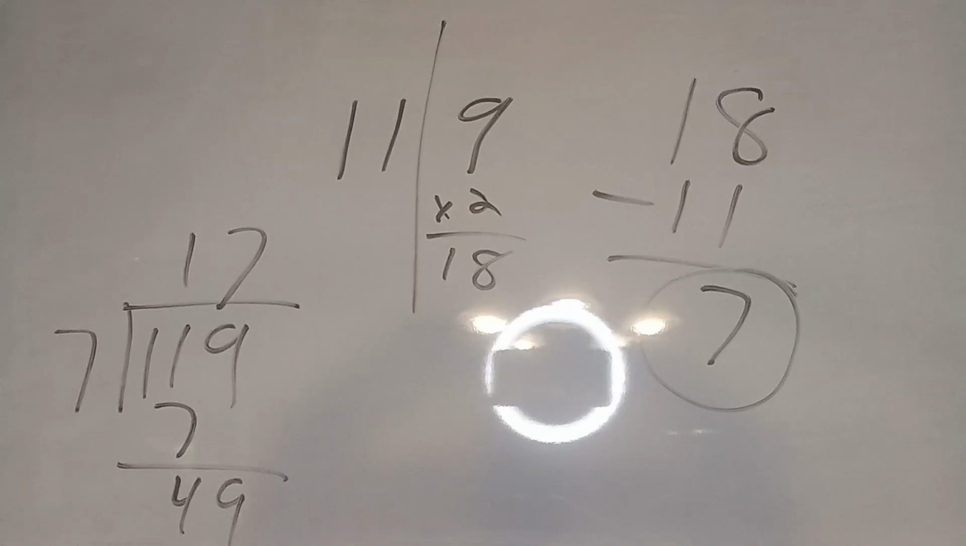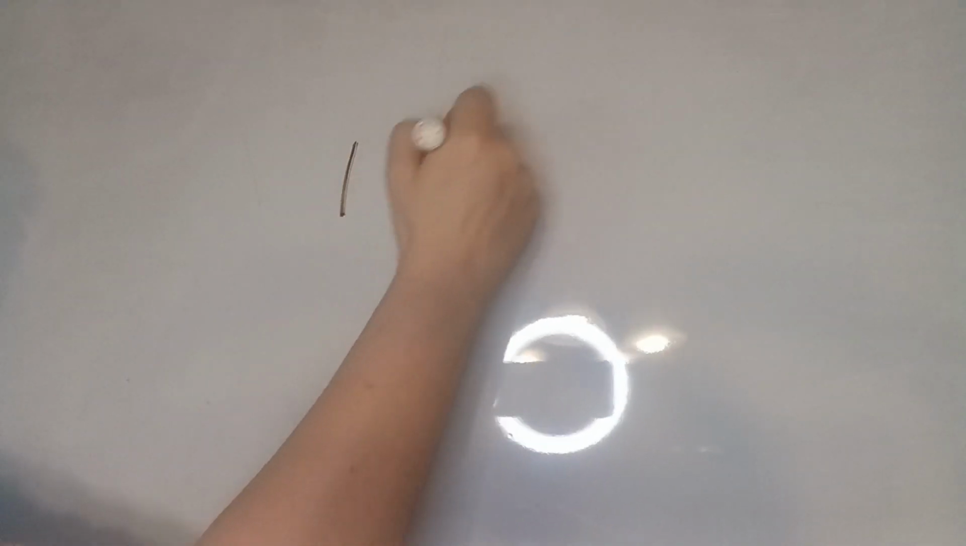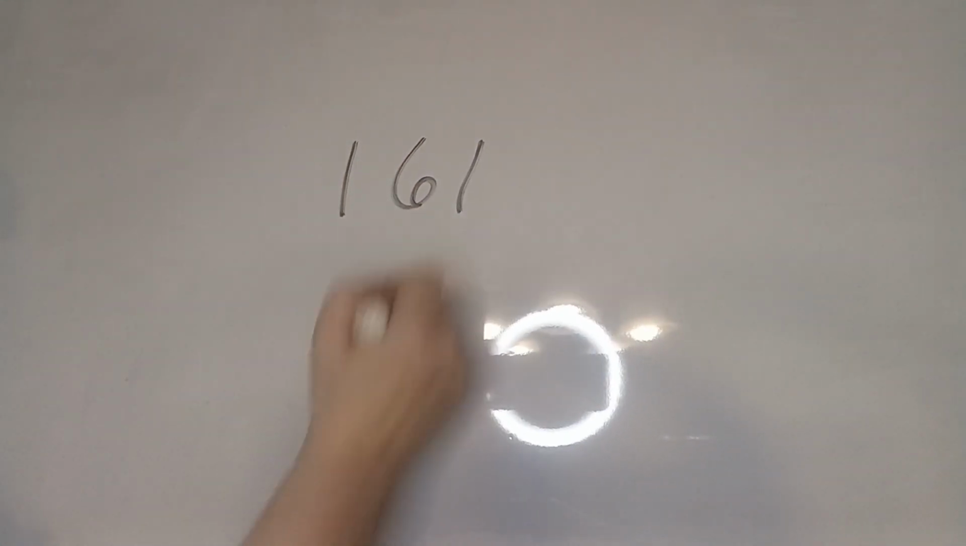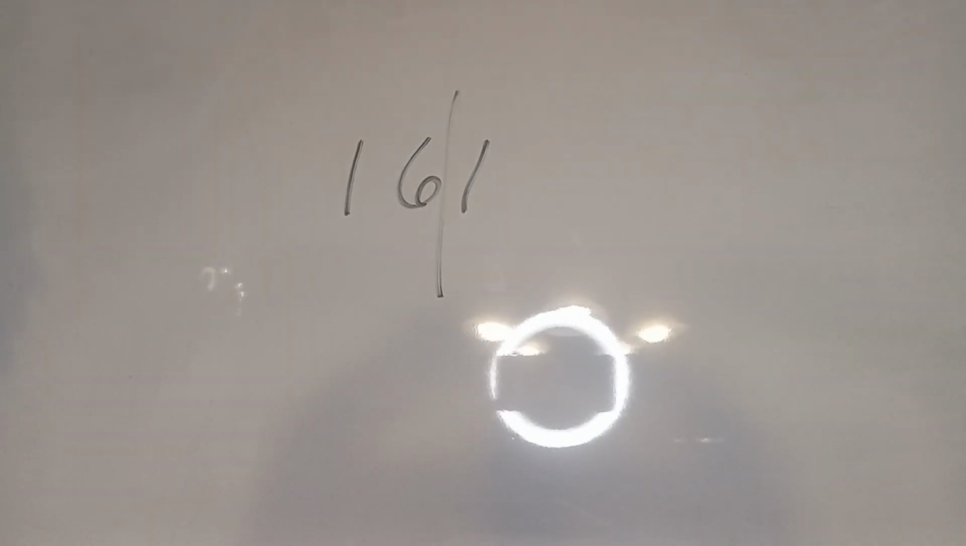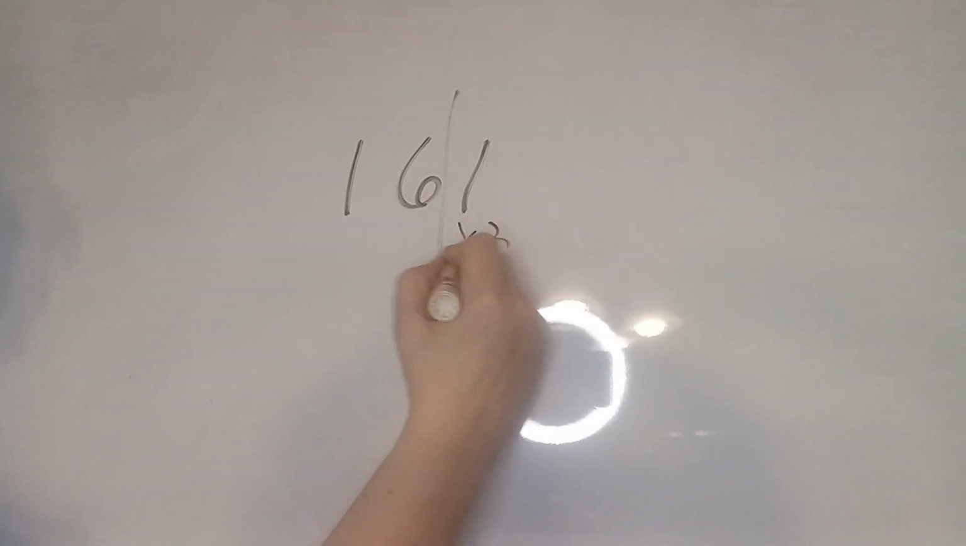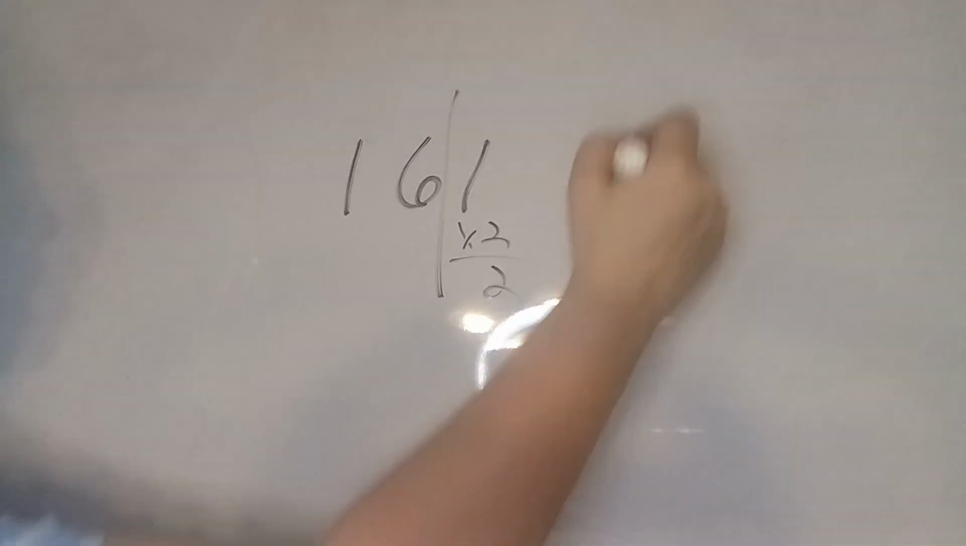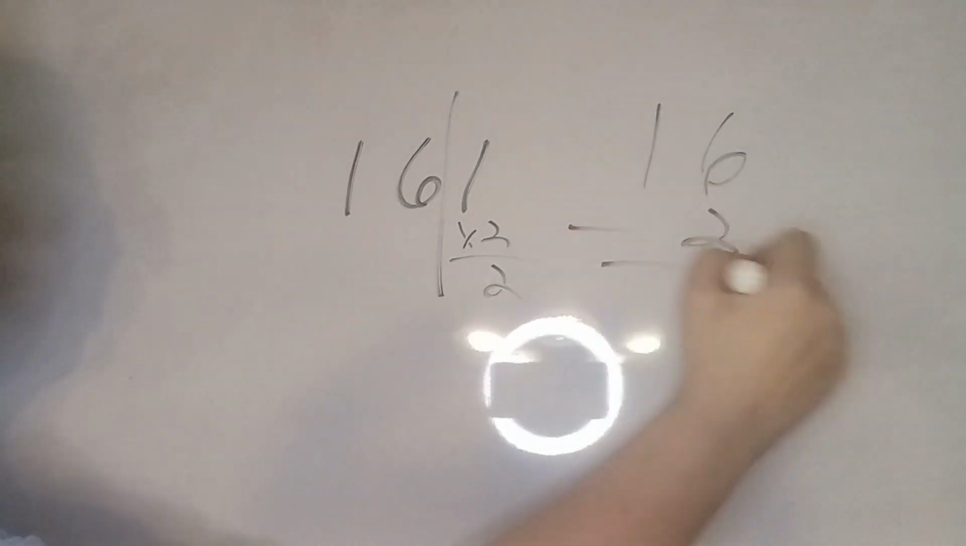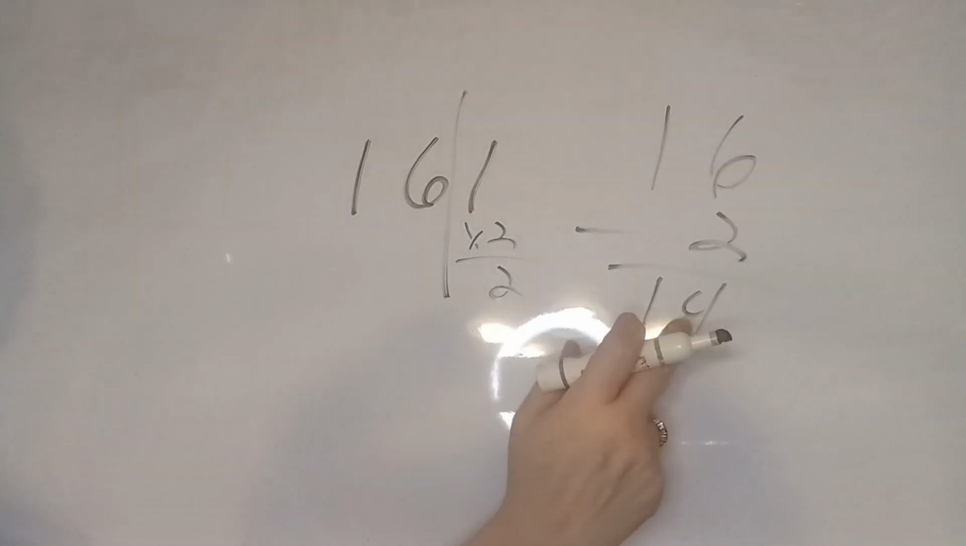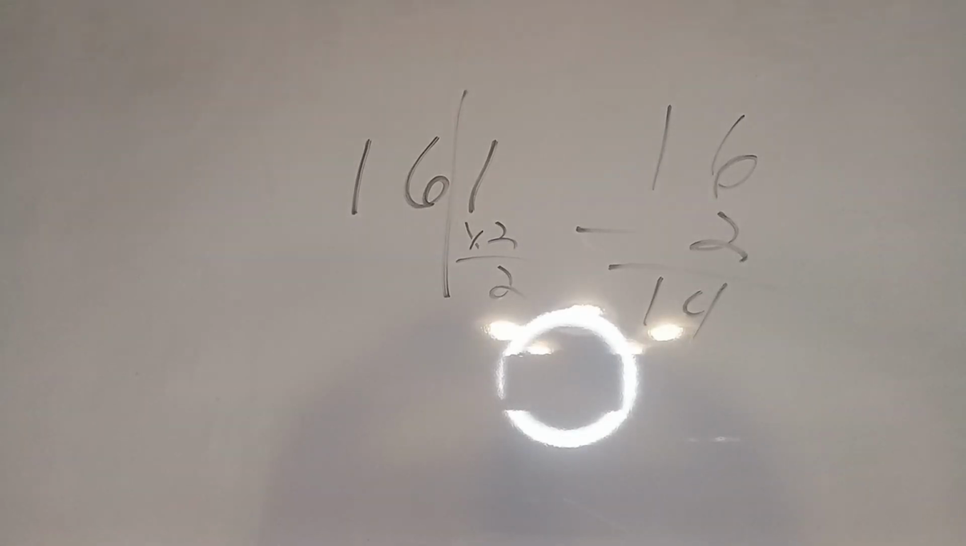Let's look at another example. How about 161? Okay, we're going to cut that off. Multiply by 2 is 2. And 16 minus 2 is 14. 14 is divisible by 7, so therefore 161 is divisible by 7.